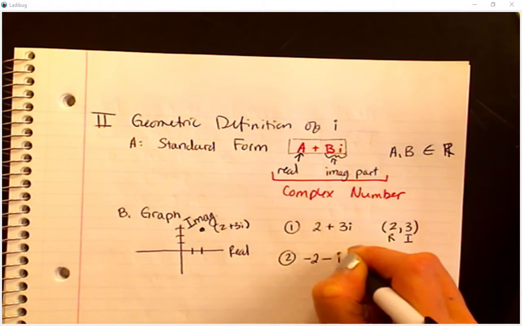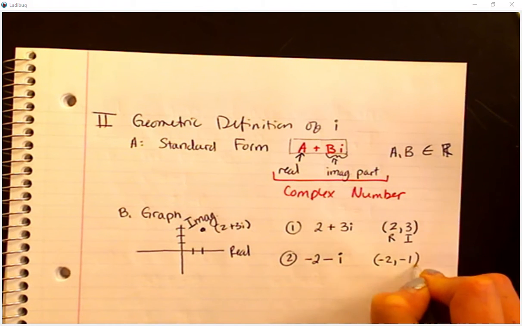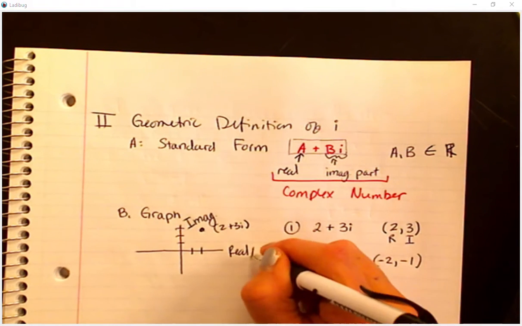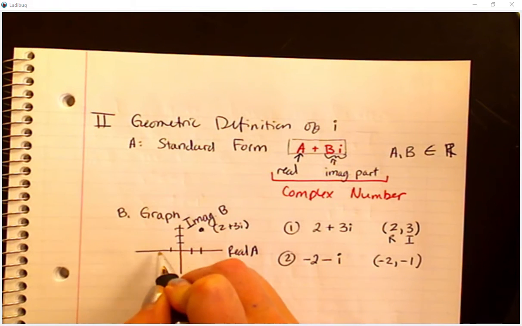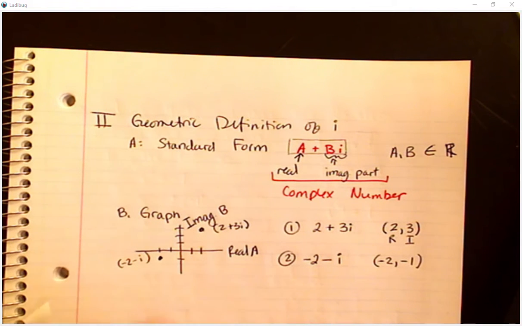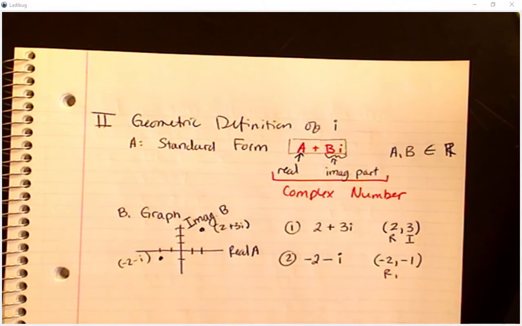Now -2 minus i. So the number is (-2, -1). Notice how the axes are labeled real, which is for the A number, and imaginary, which is for the B number. So this one would go here. This point right here is -2 minus i. I'm just writing down the coordinates, right? That's what matches how you typically plot your points.